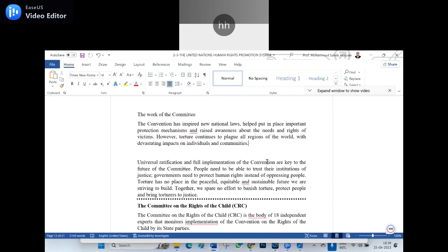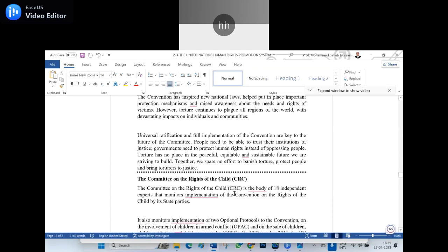When you want to build a peaceful society and a peaceful, sustainable future, there should not be any act which will disturb the peace. Together we spare no efforts to banish torture, protect people, and bring torturers to justice. Those who are victimized should be compensated, and rehabilitation should be provided to the victims.